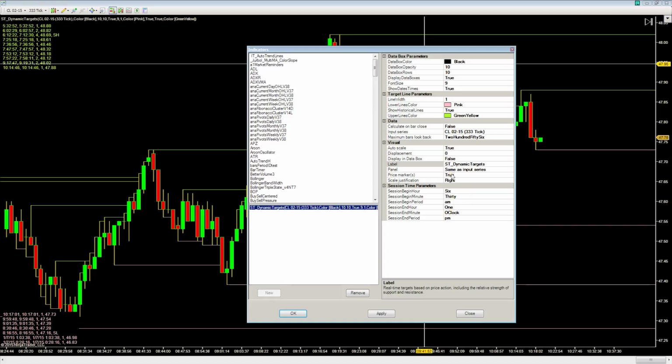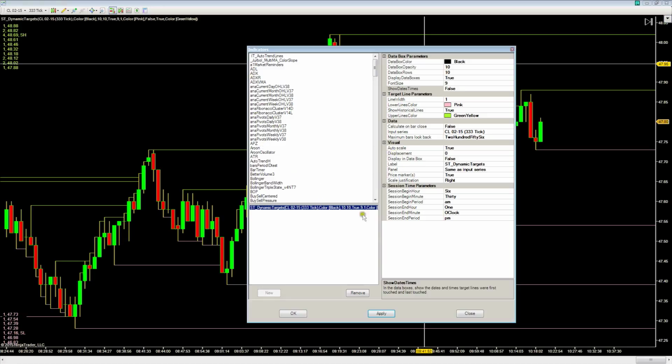Discussing a little bit about how we have historical lines, and in the data box, this can be made smaller by showing date and time. It'll just show the price and how many times it was touched. If you have multiple charts up and they're side by side, this is good to use because it stays out of the way. So as you know, first time it was touched, last time it was touched, and how many times it was touched.